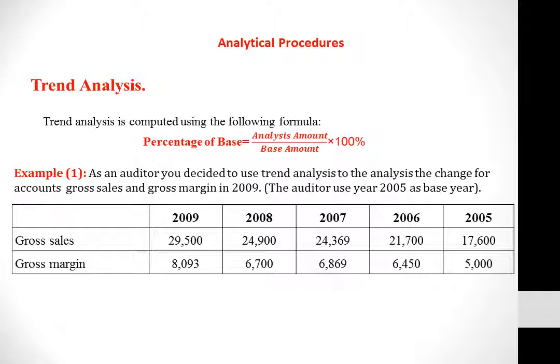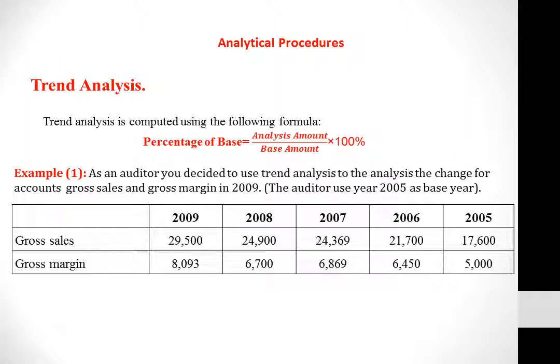Example number 1. As an auditor, sorry, I forgot to tell you that the auditor has to choose the base year. The base year is the one the auditor chooses based on his experience, but there are some conditions we have to follow when choosing the base year. This base year should be a normal year without unfamiliar conditions, unfamiliar political conditions, economic events, or unfamiliar events in the industry of the client.